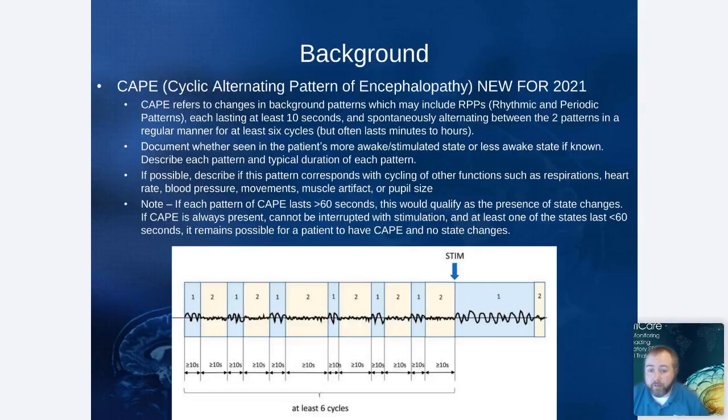If each pattern of CAPE lasts less than 60 seconds, then this would qualify. Greater than 60 seconds, then it would qualify for the presence of state changes. If CAPE is always present and cannot be interrupted with stimulation, and at least one of the states lasts less than 60 seconds, it remains possible for a patient to have CAPE with no state changes. So this one's all new for 2021. So just if you're seeing this, you can call it CAPE.